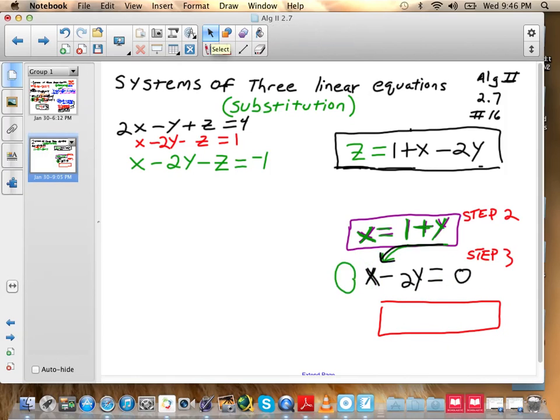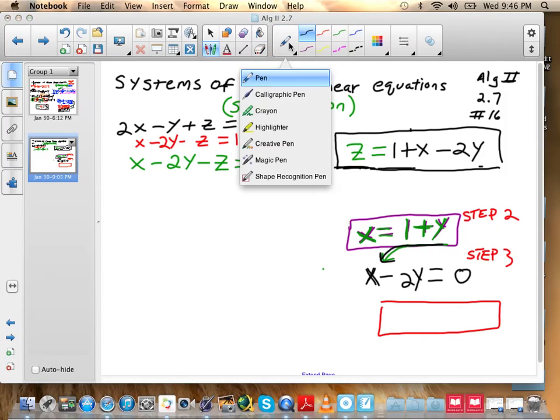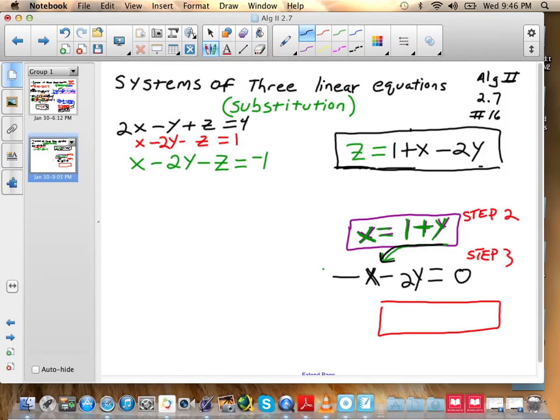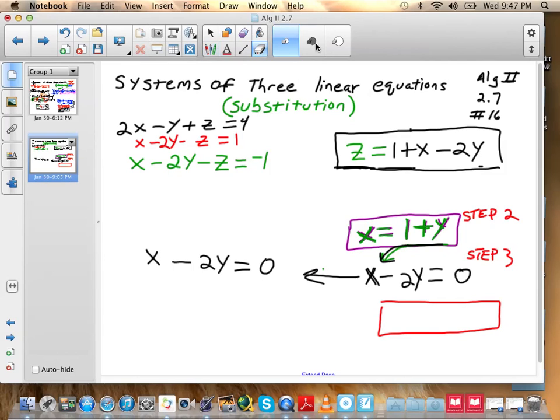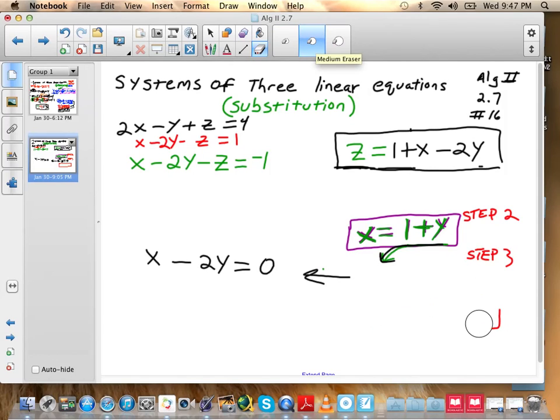Okay, let's take this equation and I'm just going to move it. I'm going to move it over here. Okay, and I'm going to write x minus 2y equals 0. So I've moved this equation now. And now that I've moved it, I'm just going to go ahead and get rid of it so that it's not an eyesore for you. Okay, so I'm going to remove it because I just moved it, right? I moved it over here.